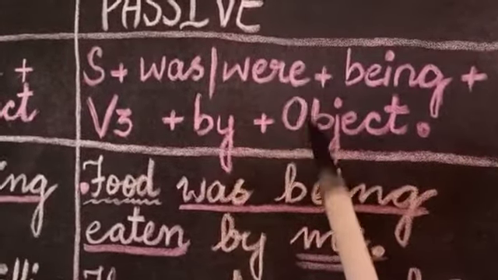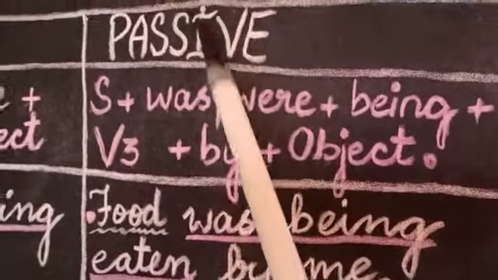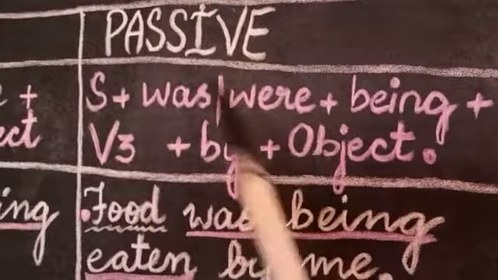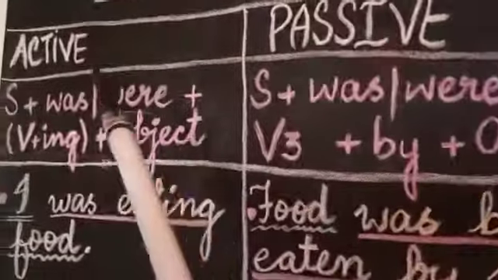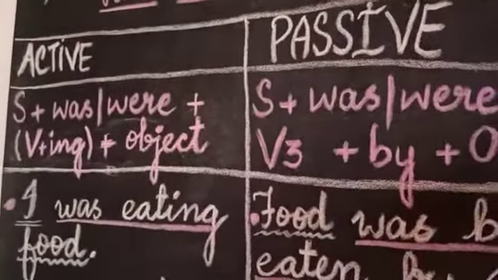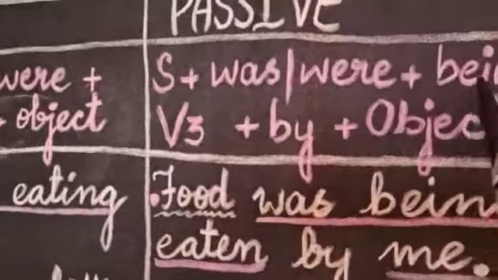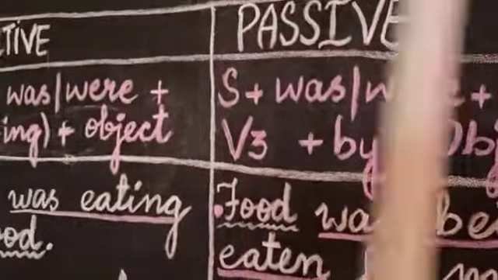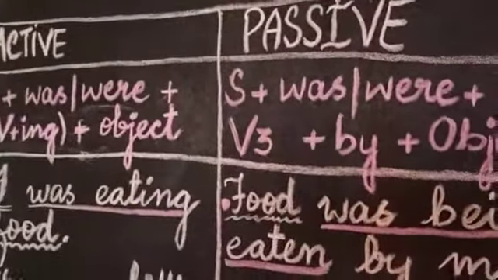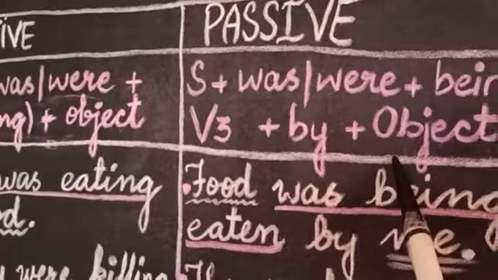Here the object is the doer of the action. In passive voice, the object is the doer of the action, and the subject is the receiver of the action. And you know that when we change a sentence from active voice to passive voice, this pronoun changes its form. Like if it is I, it becomes me. If it is she, it becomes her. If it is we, it becomes us. We have learned that in previous classes.